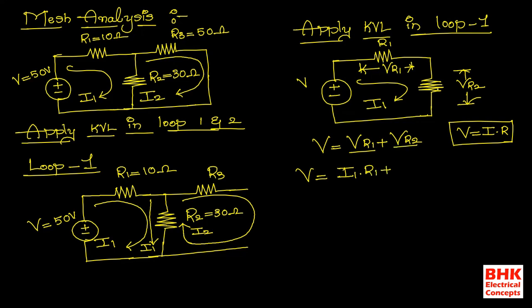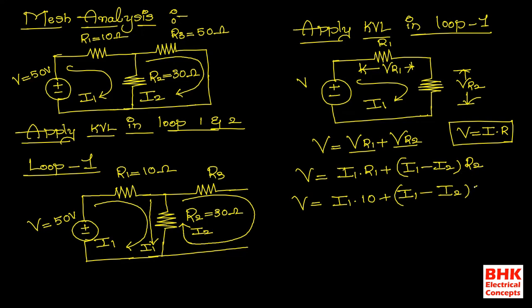But this R2 is connected between loop 1 and loop 2. It means we need to take the difference of the currents flowing in loop 1 and 2. That is the reason why we are writing I1 minus I2 into R2. Okay. Now this step is very, very important. So V is equal to I1 into the value of R1, which is 10, plus I1 into R2. The value of I1 we don't know, because our target is to find the values of I1 and I2 only.